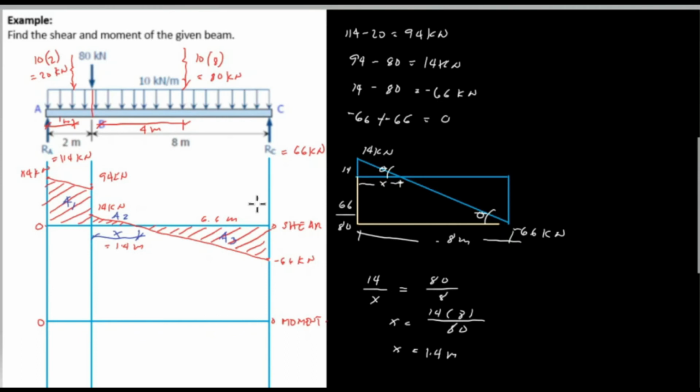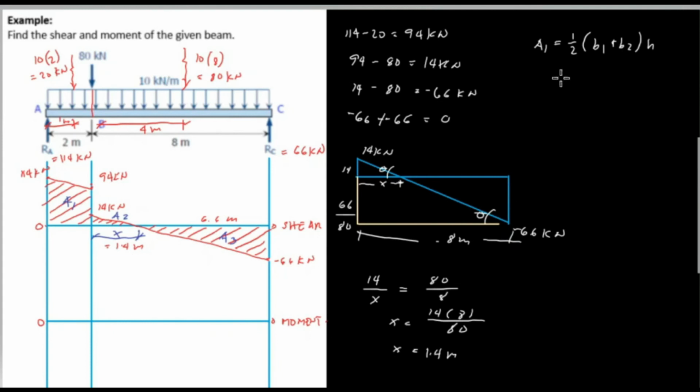Okay, so we have solved the value x, which means we can now solve the areas. First one, we will solve area 1. Area 1 is a trapezoid, which means the formula for a trapezoid is 1/2 of the two bases, so (B1 plus B2) times height. For this case, the two bases are 114 and 94, and the height is the distance, 2 meters.